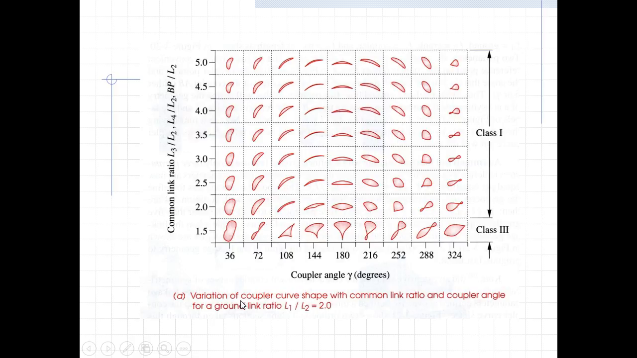Our next figure shows various symmetric curves. The difference in this particular table and the previous one is that in this case we look not just at L1 over L2 on the y-axis, but at L3 over L2, which is the same as L4 over L2 and BP over L2. We pick that number first, and again on the x-axis our angle gamma, and after we've done that, we find that L1 over L2 is always going to be equal to 2 for the entire chart. So it's a difference in that before we chose this ratio on the y-axis and then found that these 3 ratios were equal to 2.5. In this case, it's the reverse.